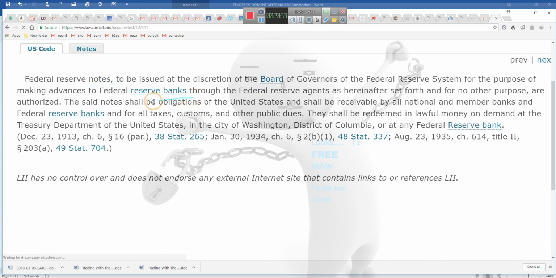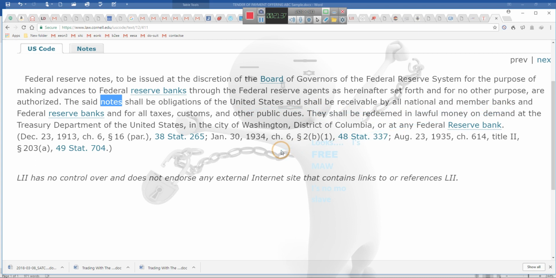Federal Reserve notes shall be obligations. Oh, by the way, hold on. You think this is just talking about Federal Reserve notes, right? No. Okay. No. This is saying the said notes shall be obligation of the United States, receivable by all national banks, and they're used for public dues, taxes. Now, remember, the Treasury says these things have no value. It says they shall be redeemed in lawful money on demand.